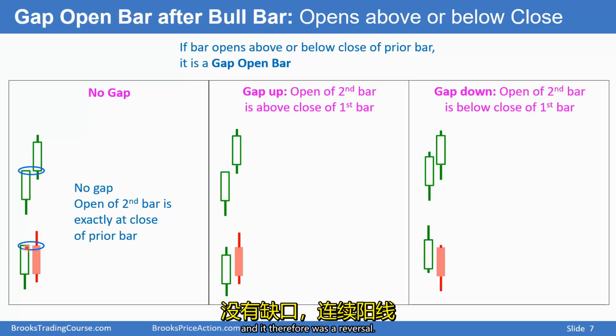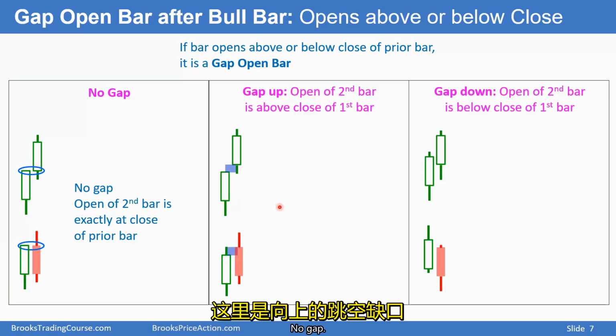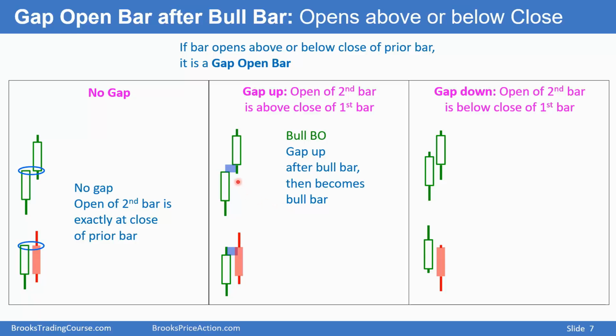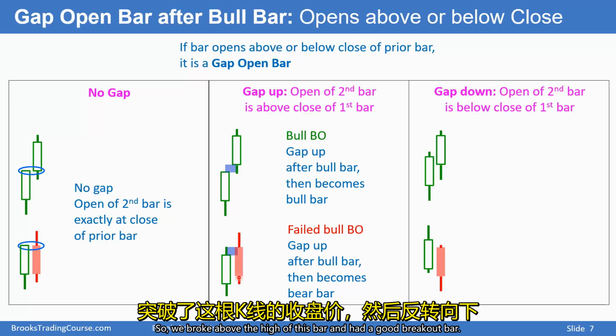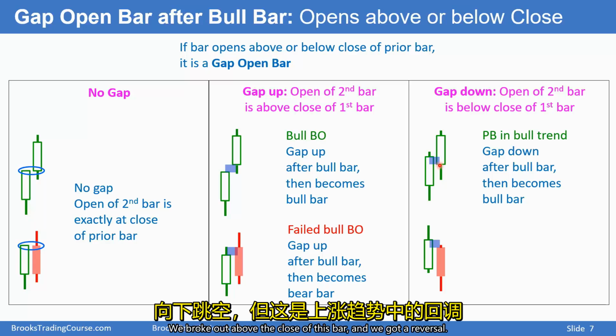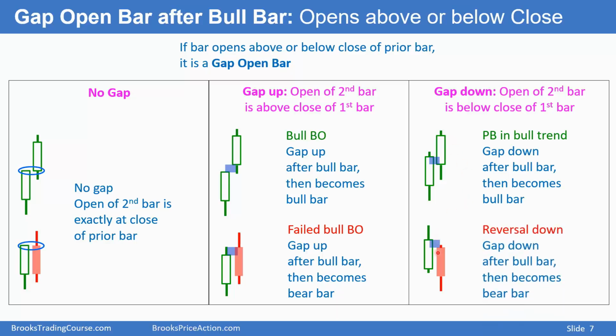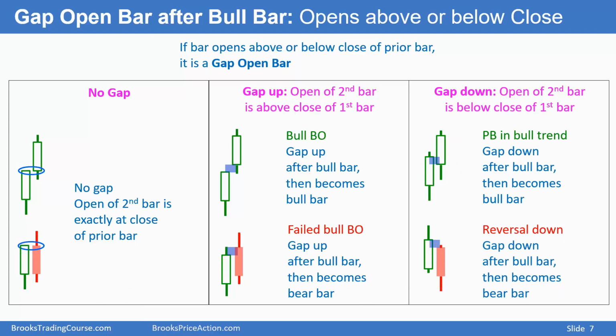No gap, even though consecutive bull bars. No gap, even though a reversal. No gap. And here we have a gap up. So we broke above the high of this bar and had a good breakout bar. We broke out above the close of this bar and we got a reversal. We gapped down, but it was a pullback in a bull trend. The bull trend resumed. We gapped down and the bull trend ended and we got a reversal.